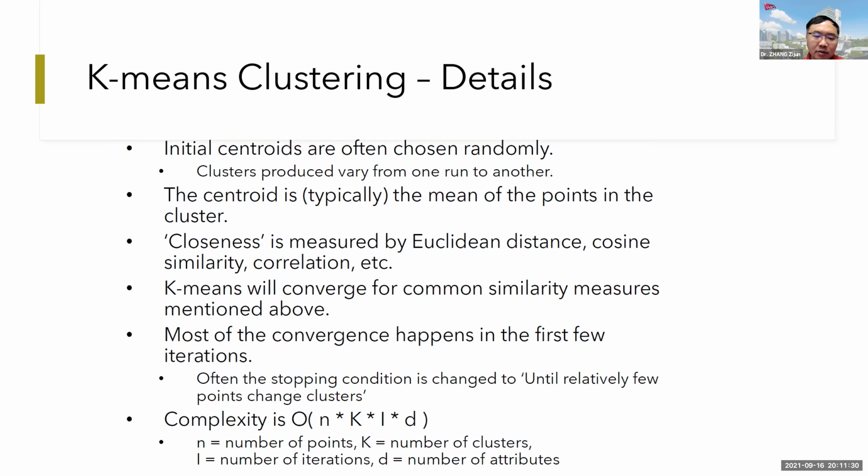So sometimes people will adopt two types of stopping conditions. One is that the algorithm converges, meaning until relatively few points change in the clusters, or a maximum number of iterations is reached in implementing this algorithm. So once you specify the number of iterations, you can have control of the complexity.